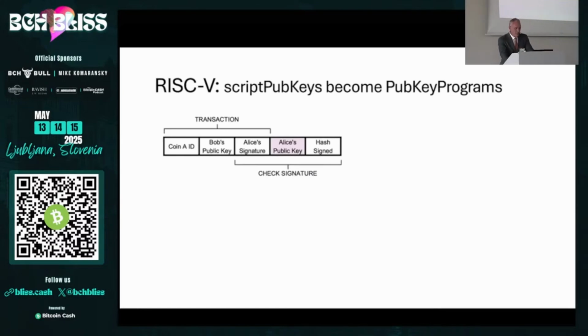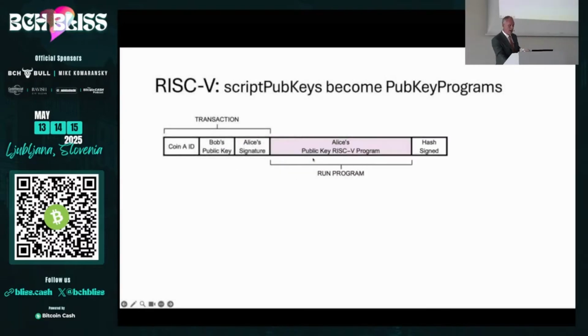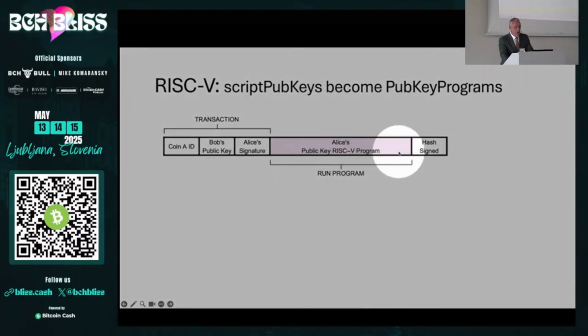So here's where we're at. We had the transaction here in white. And when we started validating it, we pulled the pub key from the UTXO set. We calculated the signing hash, and then we do our stuff to check all this. In RISC-V, the script pub keys become pub key programs. So this thing we would pull from the UTXO set would now be a RISC-V assembly program that describes the spending conditions for the coin.